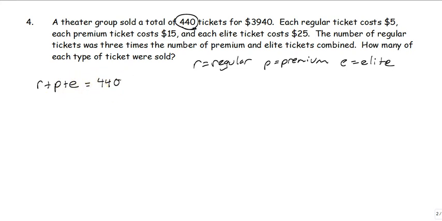The second equation you always do is the cost equation. Regular tickets cost $5 a piece, premium tickets cost $15 a piece, and elite tickets cost $25 a piece. And that equaled the $3,940.